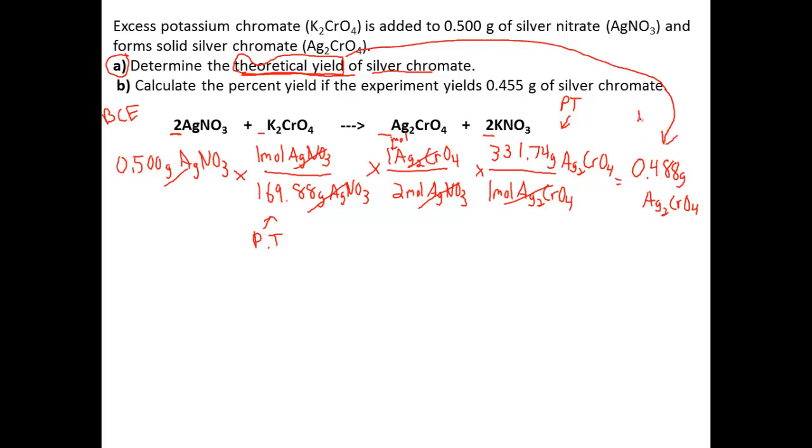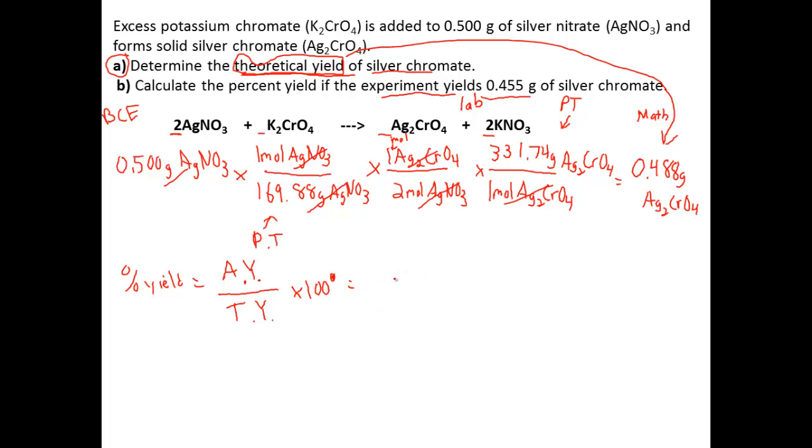So our theoretical yield, that's what we would have done with our stoichiometry or our math calculations. Now, we produced 0.455 grams of silver chromate doing this in lab. So our experiment yielded this much. We wanted to make this much, so now we're going to look at our percent yield. So percent yield is our actual yield, I'm just going to abbreviate it AY, over our theoretical yield times 100.